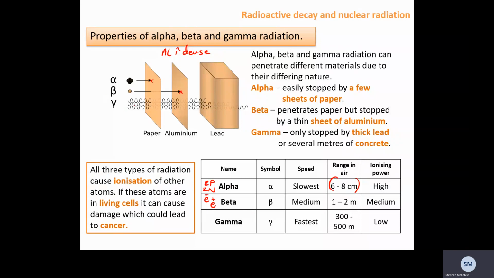Gamma radiation is the most penetrating. It is not made up of any particle. It is just made up of electromagnetic waves. So radio waves, microwaves, infrared radiation, visible light, ultraviolet, X-rays, gamma rays. All three types of these radiation can cause ionization of other atoms.